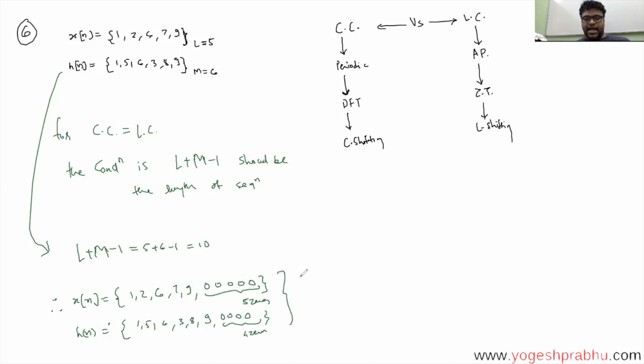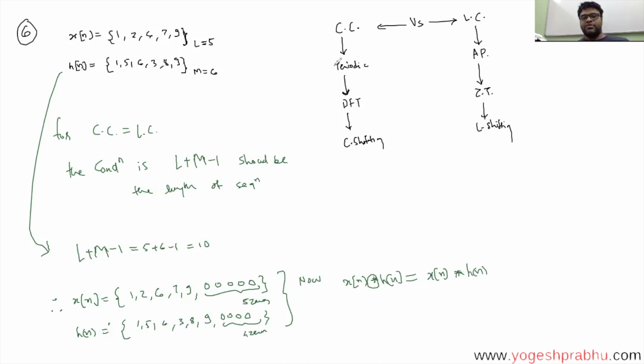Now, if we do x of n circular convolution with h of n, it will be the same as x of n linear convolution with h of n. Without the padding, there is a big difference. The answers are completely different. That's why I told you the difference over here.